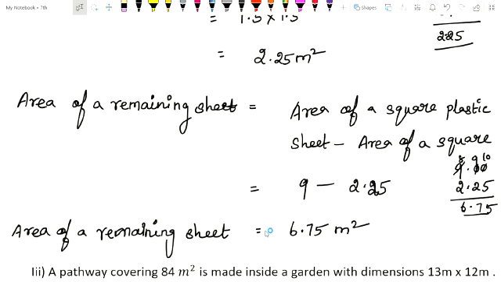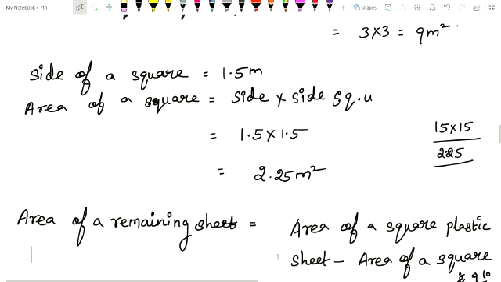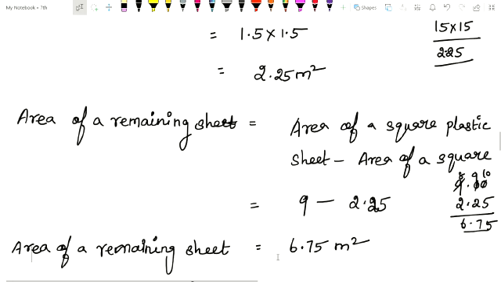Here, I repeat this, side of a plastic sheet is given. So using this, first I find out area of a square plastic sheet, and next side of a square is given 1.5. Then I find out area of a square, 1.5 into 1.5, we get 2.25 meter square. So we need to find out area of a remaining sheet. Remaining means left out. Okay. So we need to subtract. While seeing the word, you can identify whether you want to add or subtract. Remaining, balance, left out. So we need to subtract. Here area of a square plastic sheet minus area of a square. So 9 minus 2.25, what you are getting, children? 6.75 meter square. You understand, children?